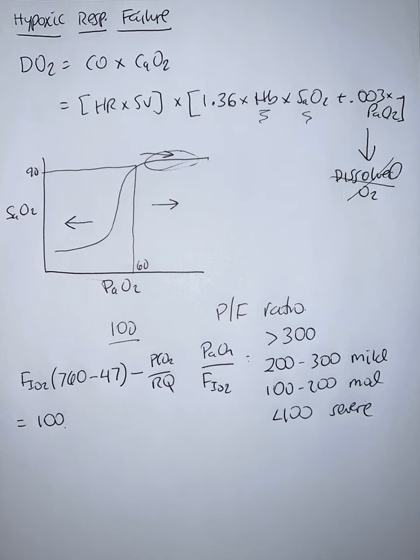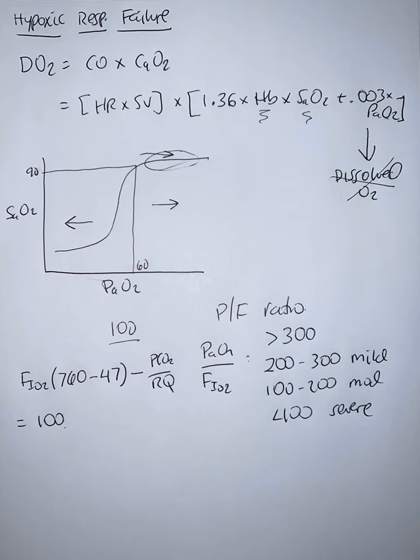Anybody know what the oxygen content of arterial blood is? What the formula is? That's fine. Pulmonologists. Yeah. So it's 1.36 multiplied by hemoglobin multiplied by the oxygen saturation plus 0.003 times the PaO2. 1.36 is the number of milliliters of oxygen per gram of hemoglobin. That's just how many cc's of oxygen a gram of hemoglobin holds. Okay, multiplied by the hemoglobin, multiplied by the oxygen saturation plus 0.003 times the PaO2.